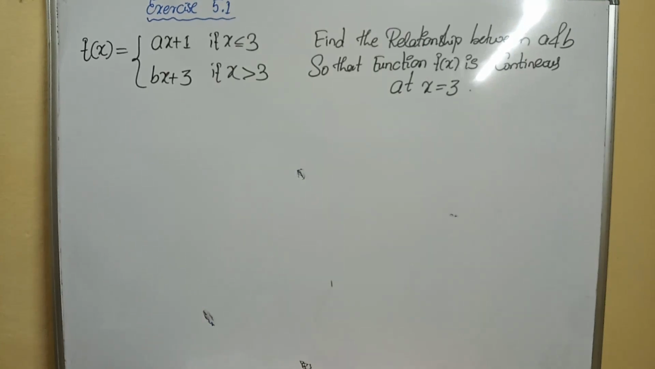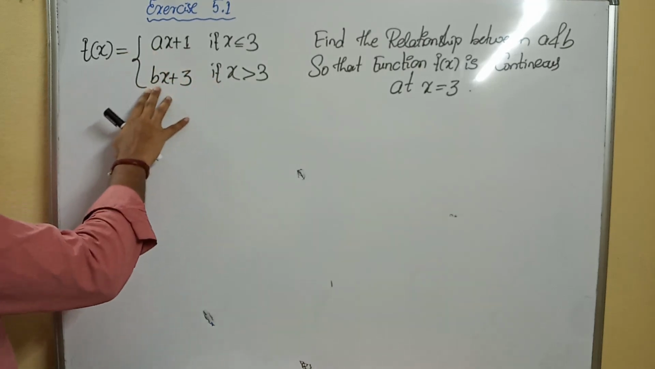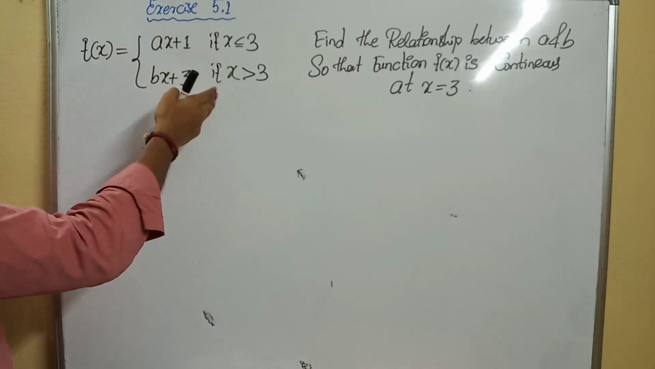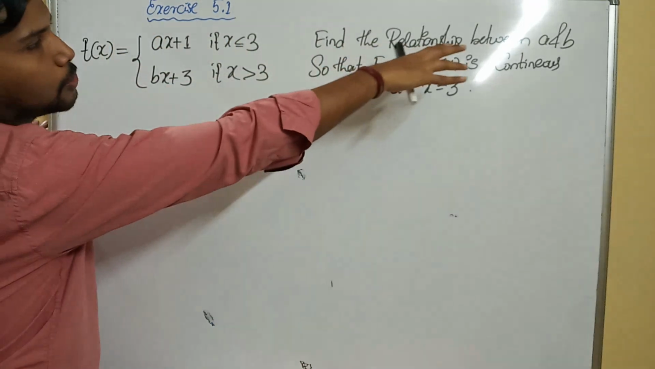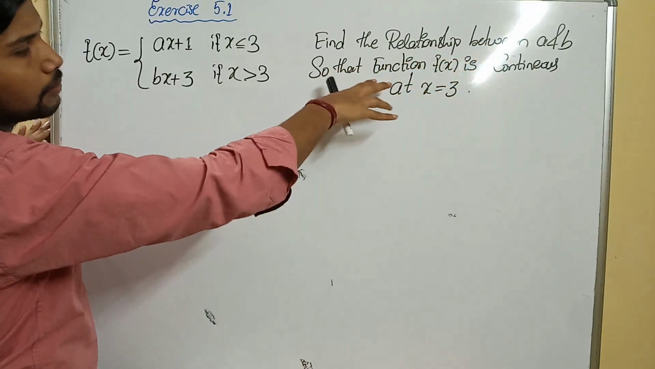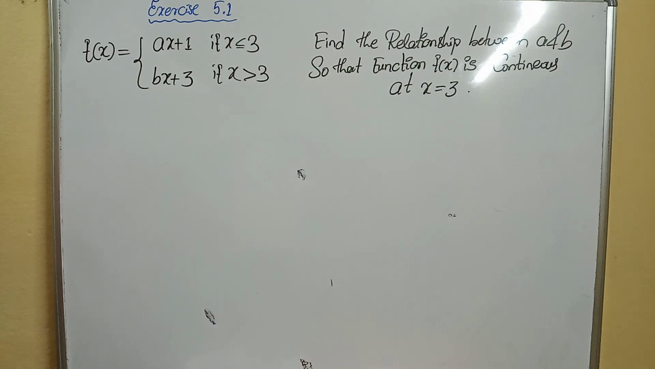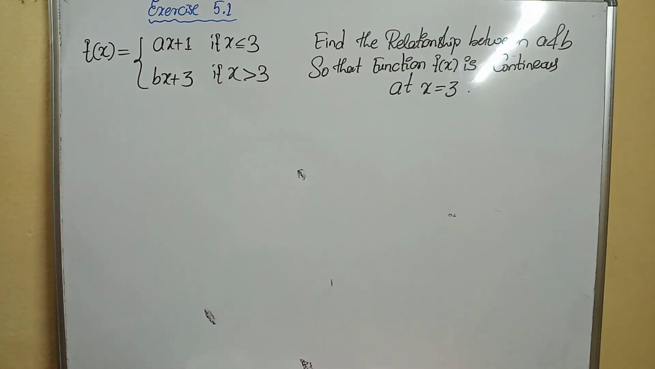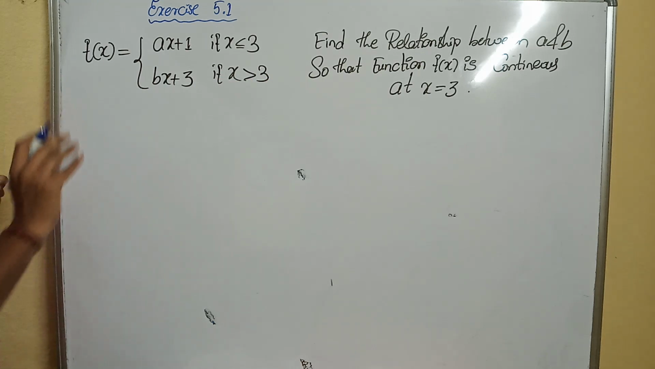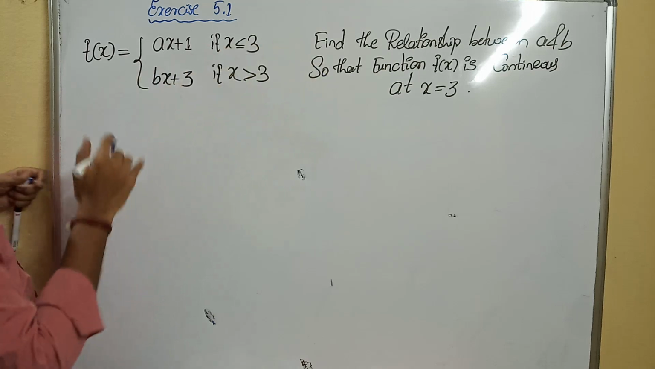Observe the next question. f of x is equal to ax plus 1 for x less than 3, and bx plus 3 for x greater than 3. Find the relationship between a and b so that the function f of x is continuous at x equal to 3. Concentrate. At x equal to 3, the given function is continuous. Continuous means LHL equal to RHL.